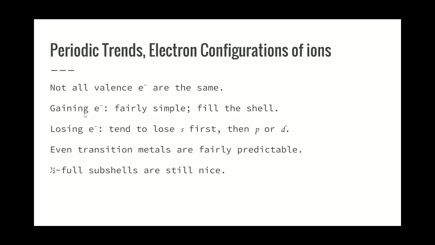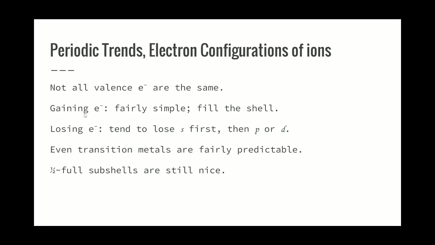Losing electrons, the metals tend to lose their s electrons first, then either their p or their d electrons. It's either or, because if you don't have a filled d subshell, then you don't have p electrons, and all you're going to lose is d. If you do have a full d subshell, then you're not going to lose those. A full d subshell is full of resonance.